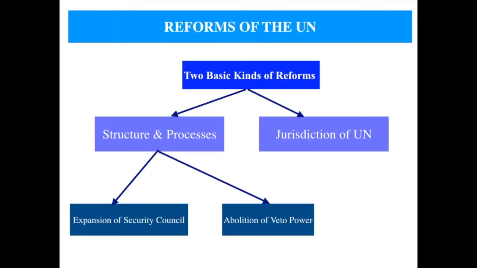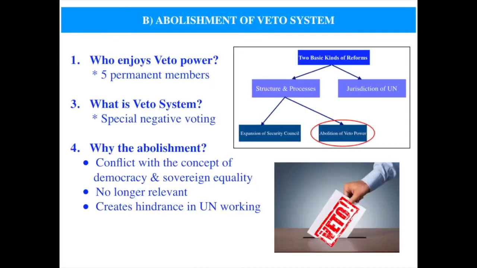Now, going back to the reforms, under the two basic kinds of reforms, we are actually doing the structure and processes. And under the structure and processes, we've already finished with the first part of the reform, that is expansion of Security Council. And now we'll do the abolition of veto power. All right. Besides the expansion in the United Nations Security Council membership, some countries also insisted that the veto power of the 5 permanent members should be abolished.